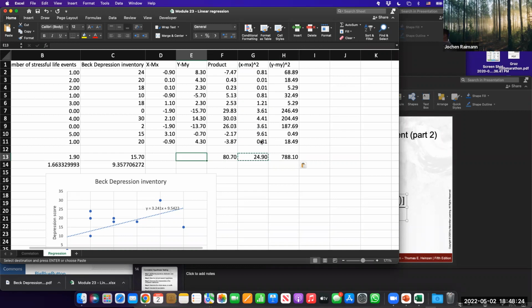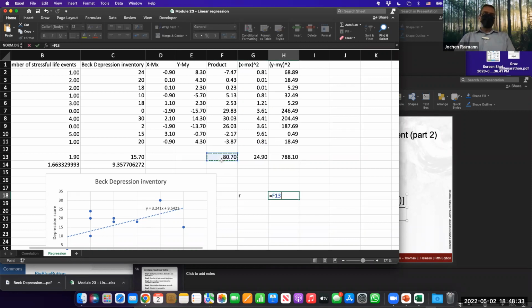Now, simply, we are taking the sum of the product. We're calculating our R by taking the 80.17 divided by the square root of this multiplied by this. That gives us an R of 0.57. So that's the correlation coefficient, which is considerably large. As per Cohen's definition, this is a large correlation or a strong correlation.